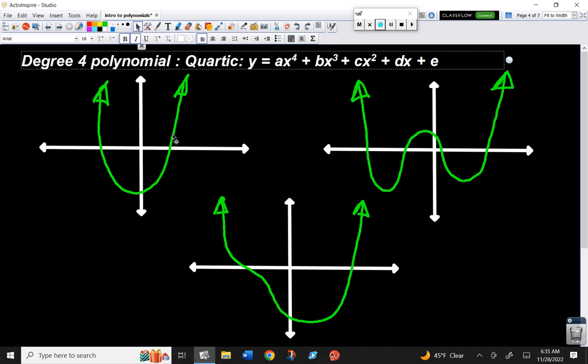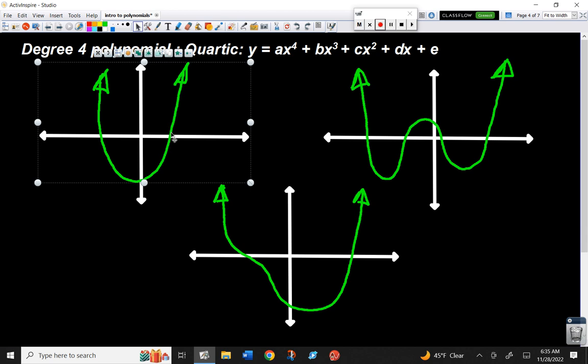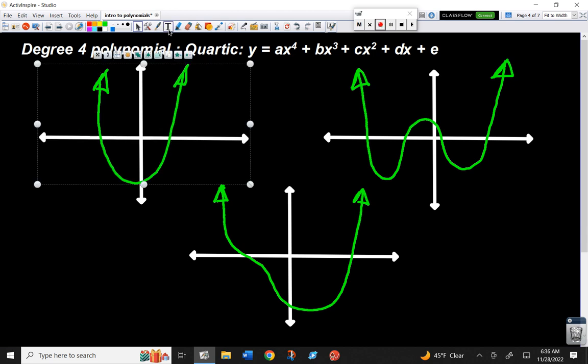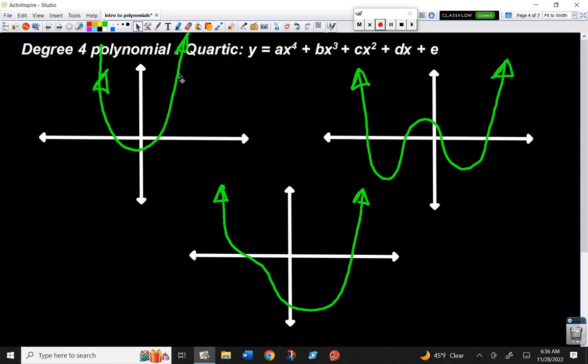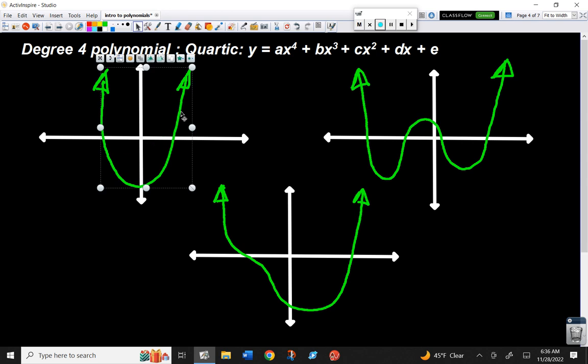But just like the quadratic, this could have two solutions. Okay, it could have two solutions. Or it could have, oops, sorry, one solution, right? Or it could have no solutions, right? So, well, how's that even possible? Well, we'll talk about it, because it does get kind of complicated when you talk about quartics.